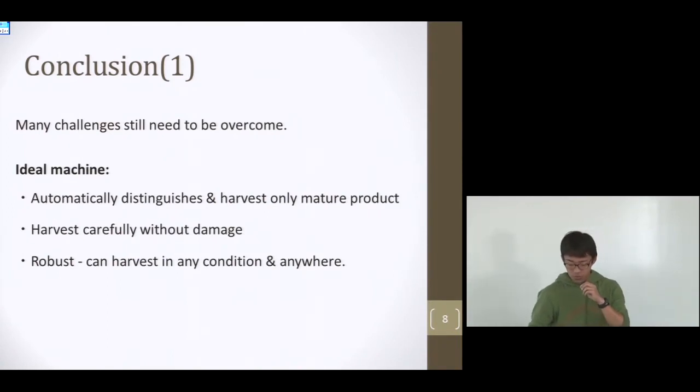In my conclusion, many challenges still need to be overcome, many current problems, but I think this is very interesting because we have a chance to make great innovation on harvesters. I think the most ideal harvester has these three elements: auto-selective skill, which enables harvesting only mature products; non-damage skill, which enables us to use fresh fruit products; and versatility skills. We want to use the machine in any condition and anywhere we want to.